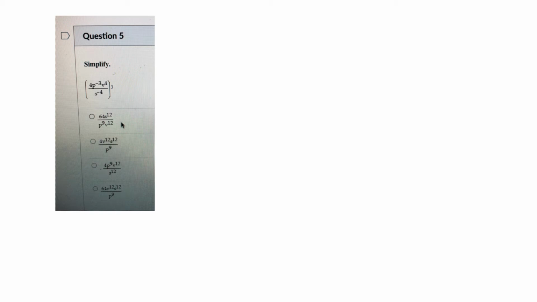Hey, here's a couple of good questions. You're asked to simplify, and you have to use those exponent rules to help you simplify it. Let me write the question out again here. So I have (4p^-3 v^4 / s^-4)^3. Now, with these exponent rules, sometimes there's flexibility in which rules that you do first.